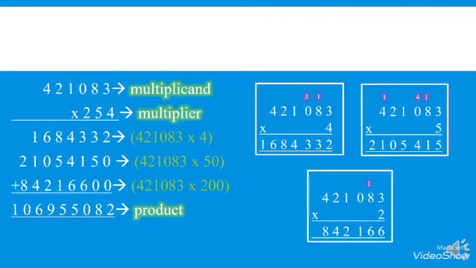3 will be carry. 4 zeros are 0. Plus 3 will be 3. 4 1s are 4. 4 2s are 8. 4 4s are 16.